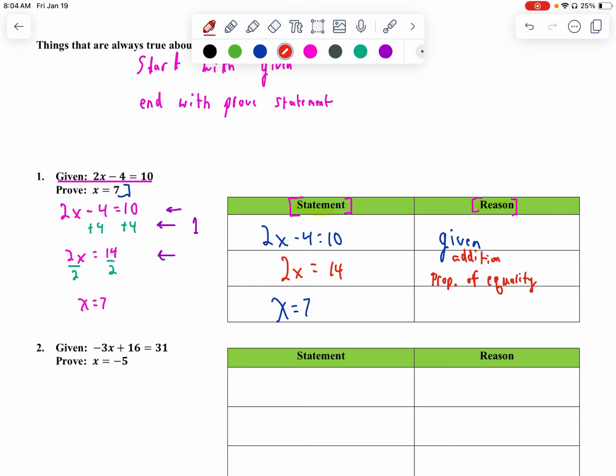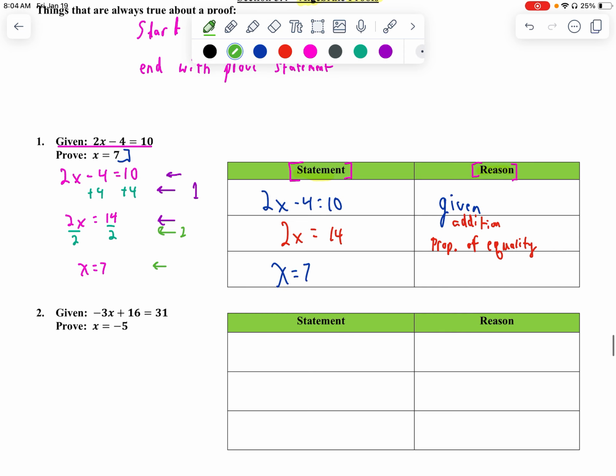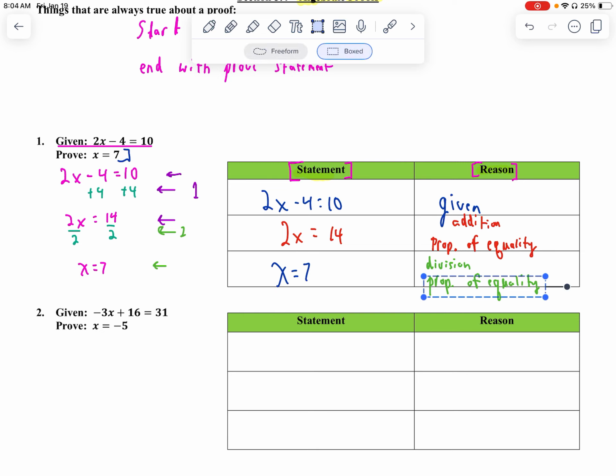Next thing we did, our step 2, was we divided both sides by 2. And that gave us x equals 7. So to go from here to here, we divided by 2, meaning we used the division property of equality. So with working out these algebraic proofs, our job really is just to solve our equation just like normal, and then use these statement and reasons to fill out what we did.